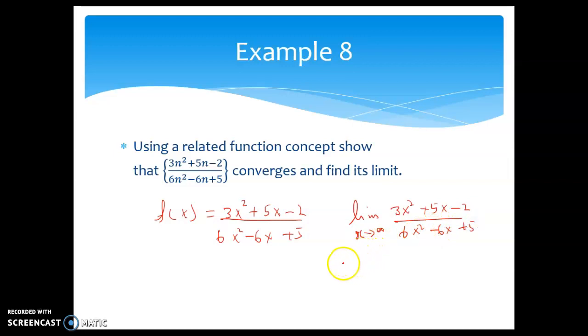5. So for the limit of a rational function as x goes to infinity, the behavior of this rational function would be determined by the two leading terms, which are these two terms here, which is 3x squared over 6x squared. That means the limit is going to be 1/2, because x squared and x squared cancel out.